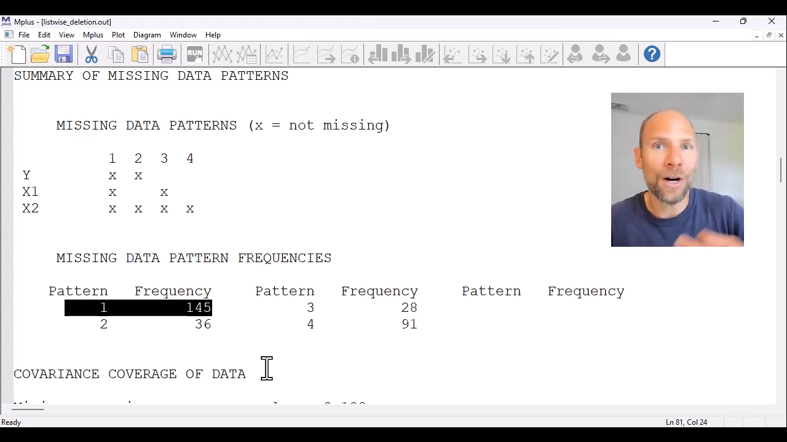So you can already notice that I'm not a big fan of listwise deletion, even though this video is about how to get listwise deletion in Mplus, and I'll show you that.